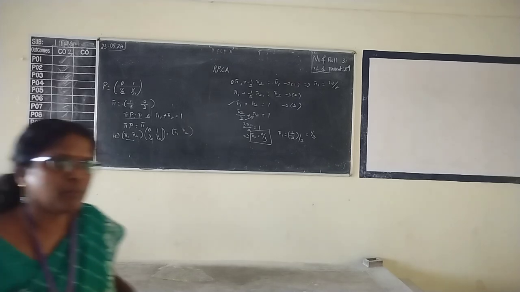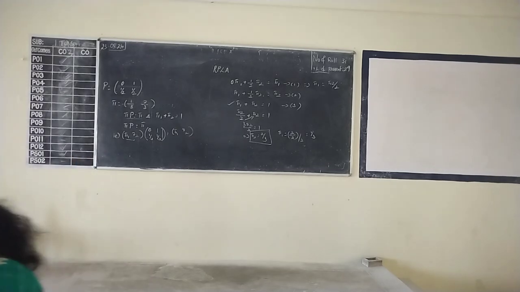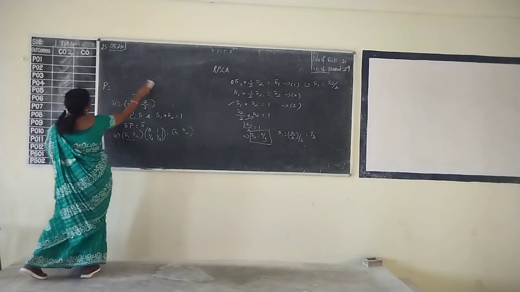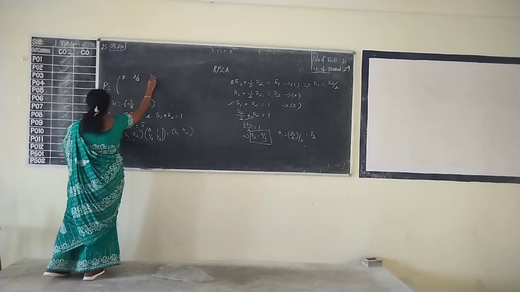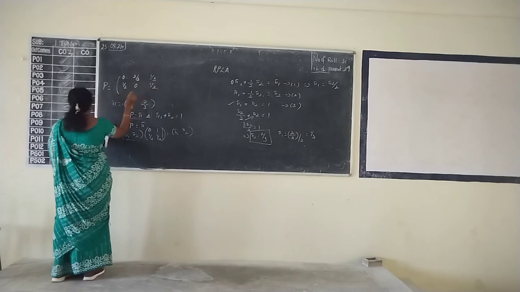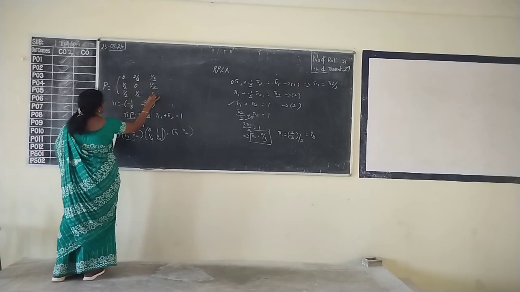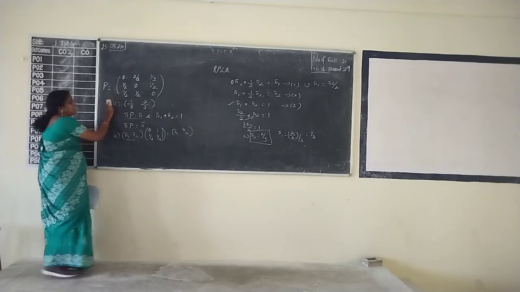Any doubt in your first problem? Easy or difficult? So take our next one, a similar one, the same question. You have to find the corresponding steady state distribution. You are given the matrix P equal to 0, 2 by 3, 1 by 3; 1 by 2, 0, 1 by 2; 1 by 2, 1 by 2, 0. This is the TPM which is given for you. You have to find the steady state.